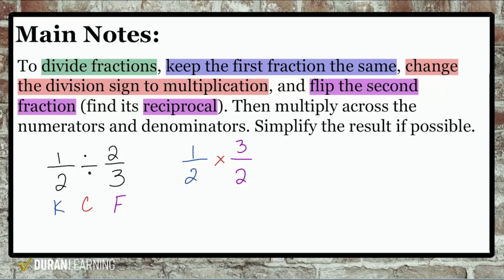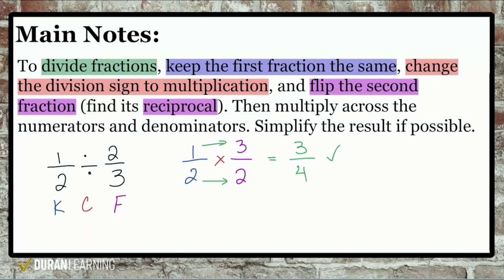Because from here, everybody, is it true that we know our rules for multiplying fractions? Absolutely. Just got done reviewing it, right? So we're good. We can go ahead and multiply straightforward here. And so let's do that. 1 times 3 gives us 3. 2 times 2 gives us 4. And we're all done. And there we go.